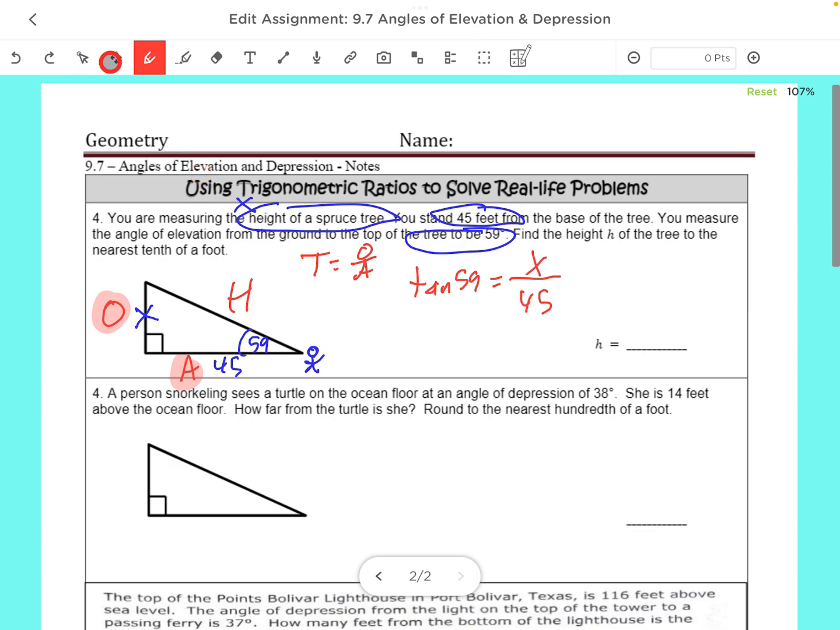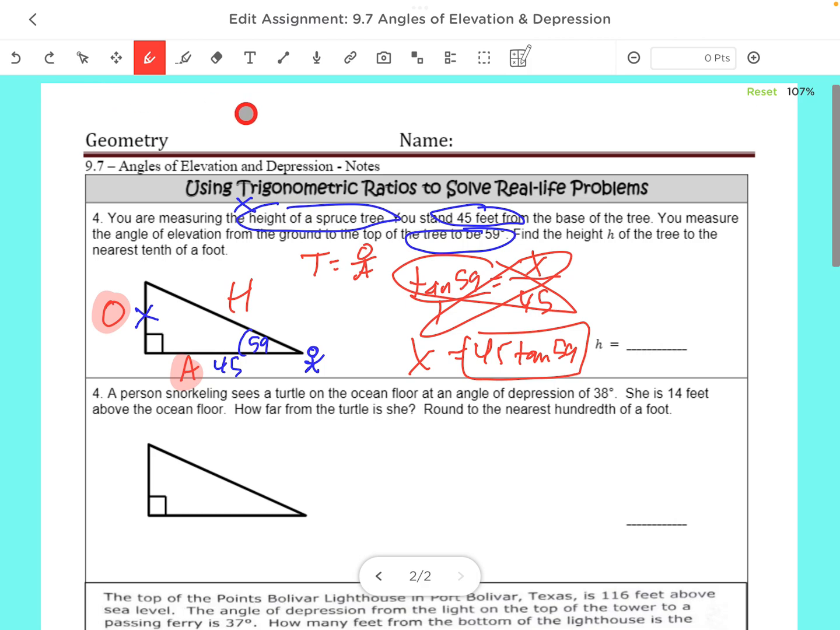Okay, so now we're just going to cross multiply. So 1 times x is just going to give us x equals 45 times tangent of 59, which is going to be written as 45 tangent 59. Okay, so now all we're going to do is just type that into our calculator and go from there.